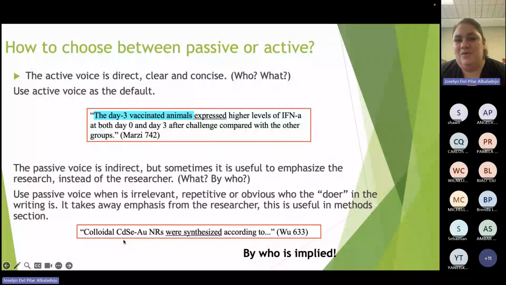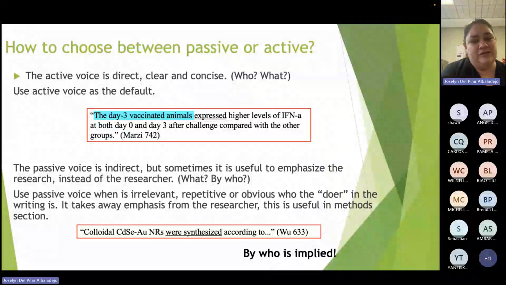So really, the way you write the sentence has to do with the emphasis that you want to put. Do you want to put it on the subject or do you want to put it on the process? In the first sample, you're putting it on the subject, the vaccinated animals. In the second one, you're putting it on the process, which is the synthesis. So you are allowed to use active voice. It depends on where you want to emphasize in your writing.